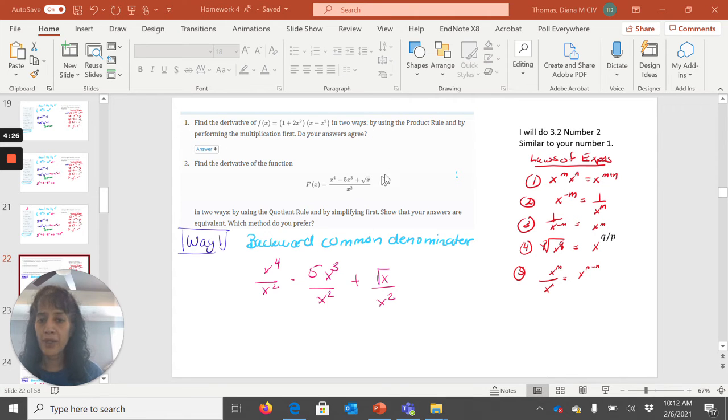Number 2 is very similar. I could clean this up, do some algebra and use the power rule, or I could use the quotient rule. It's going to be ugly. It's going to be a bloodbath with the quotient rule.